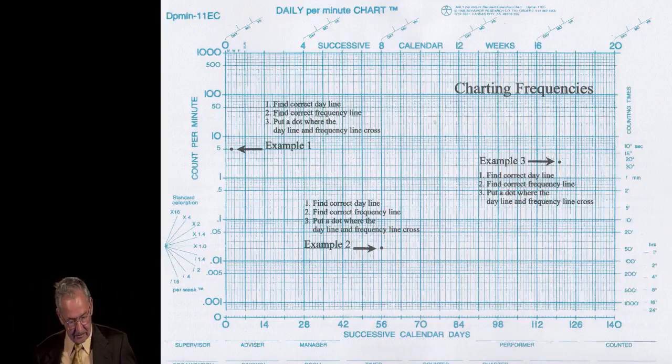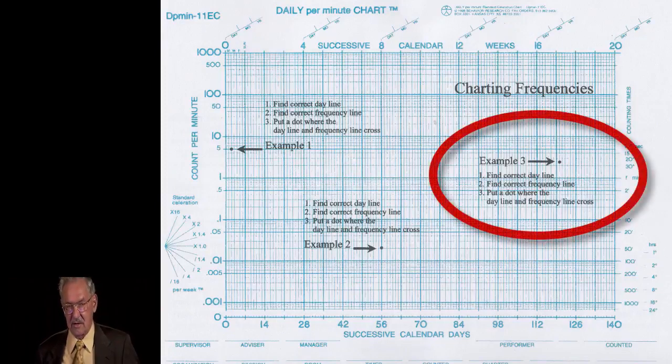Now the third example, we're going to plot the frequency of 2.3 per minute on the Monday line following the 17th Sunday line. Let me say that again. We're going to find the 17th Sunday line. We're going to move over to the following Monday and put a dot on 2.3.